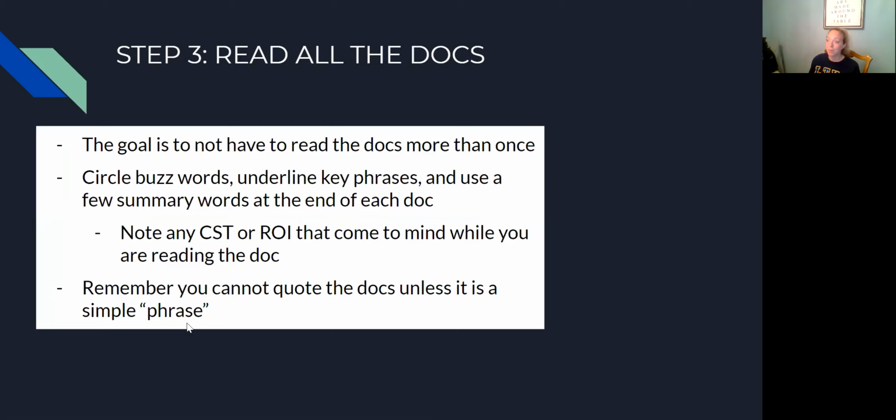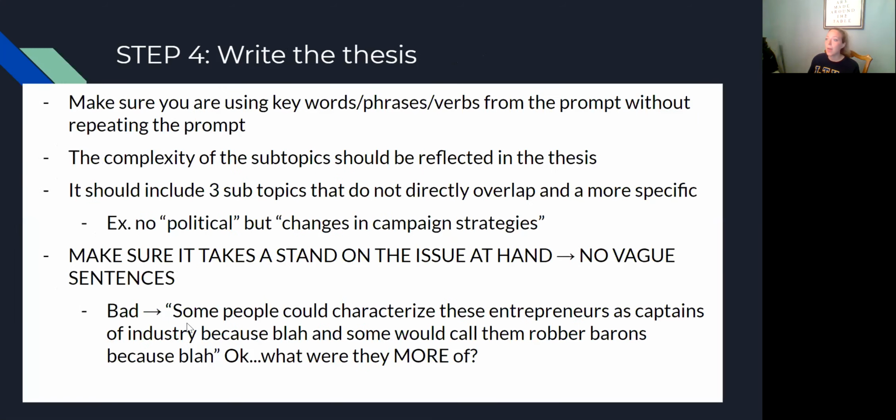And then note any possible CST or relevant outside information that this document inspires or sparks in your head. Again, you cannot quote the document, so make sure that you are paraphrasing the document, but not super closely. That's plagiarism. And then go back and write your thesis and your contextualization. So all this is basically the same thing I said before. Again, don't plagiarize the prompt, just kind of use keywords.